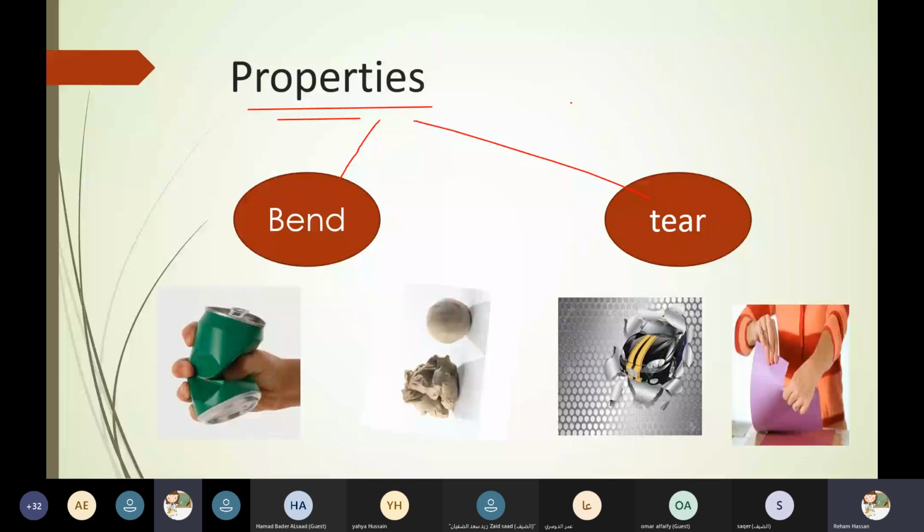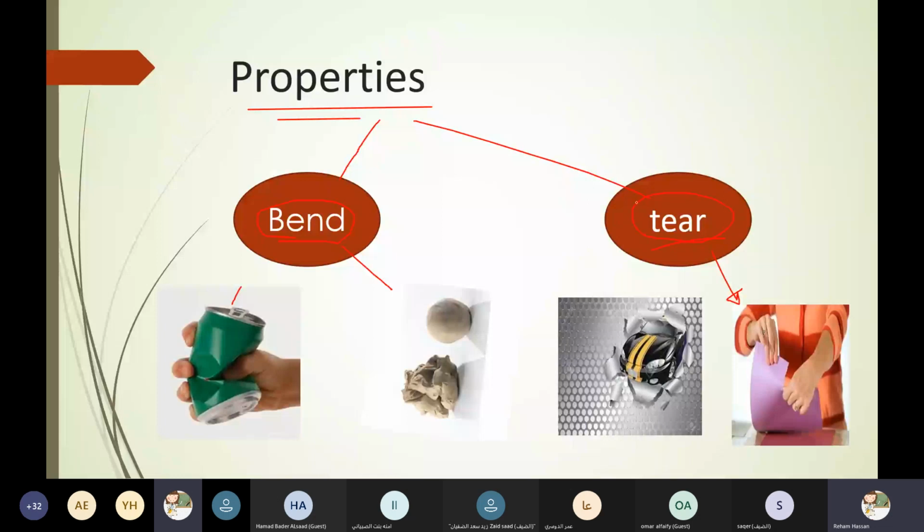Yes, Abdurrahman. Tell me, honey, what about the properties of solid? Solids can bend, like if you have a paper, you can bend the paper, roll it, okay? Or tear, cut it. It's called tear. Yes, thank you so much, Abdurrahman. So number one, solids can bend, can tear, okay?